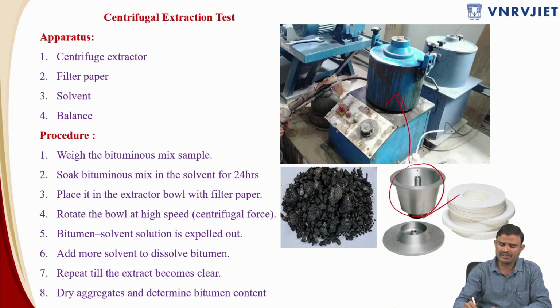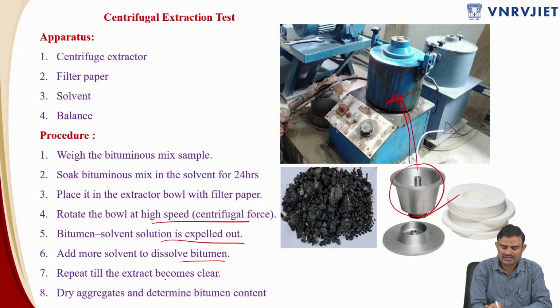And this extractor needs to be kept in this cylindrical drum for extraction purpose, and rotate the bowl. So this bowl has to be rotated at high speed, so it is subjected to centrifugal force. Then the bitumen and solvent are expelled out of this drum, and at the same time, add more solvent. You have to keep on adding more solvent to dissolve any bitumen present over there. So repeat this process for whatever extract is coming.